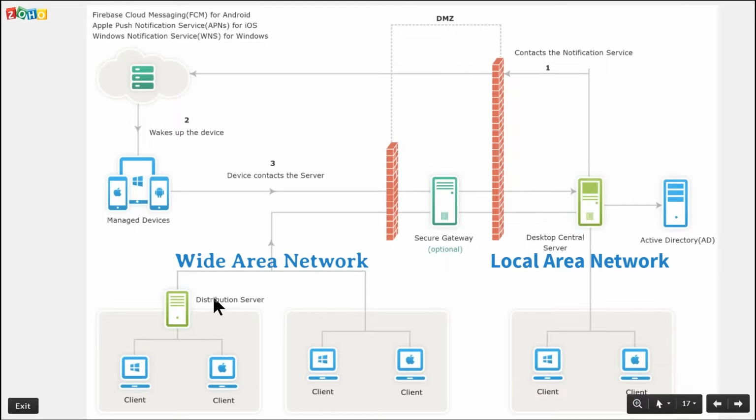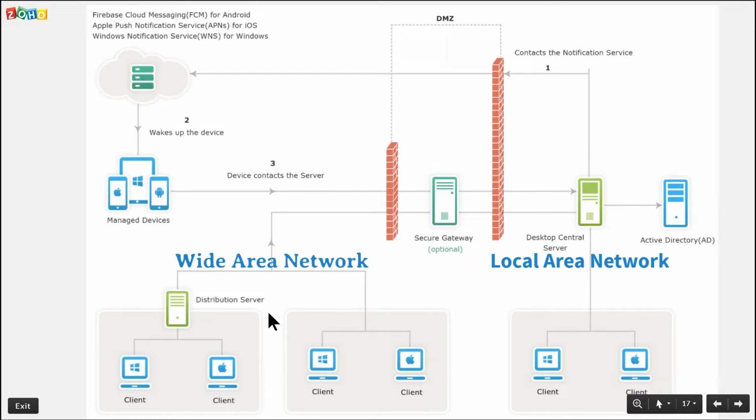So when a patch task is created, the machines which are located in the remote office will not reach the server to download the patches. Only the distribution server will reach the Desktop Central Server, and it downloads the patches and distributes to the machines which are available in the remote office. So this feature will help you to manage the bandwidth efficiently.